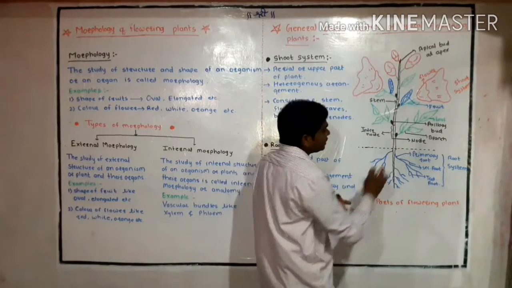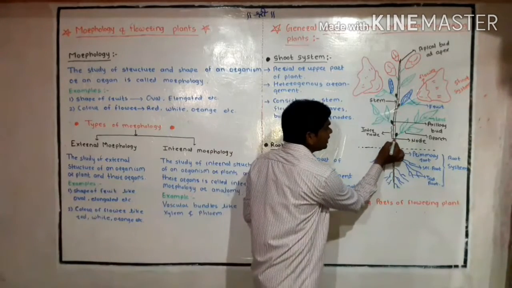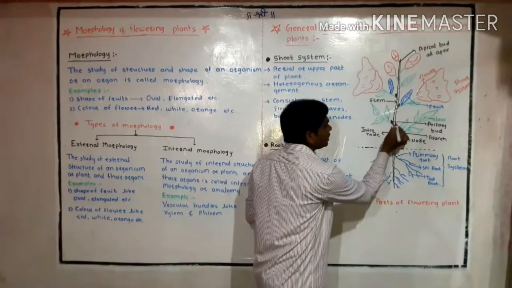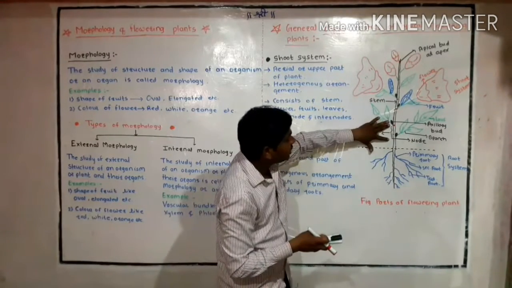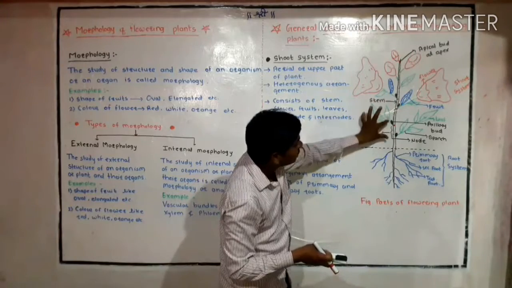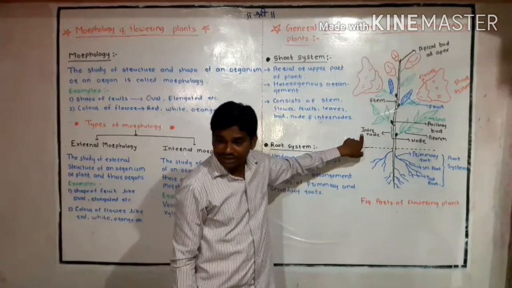Okay, the distance between two successive nodes, means serial wise. This is the first node, this is the second node, this is the third node. Now the distance between the first and second node or second and third node, this distance is called an internode.